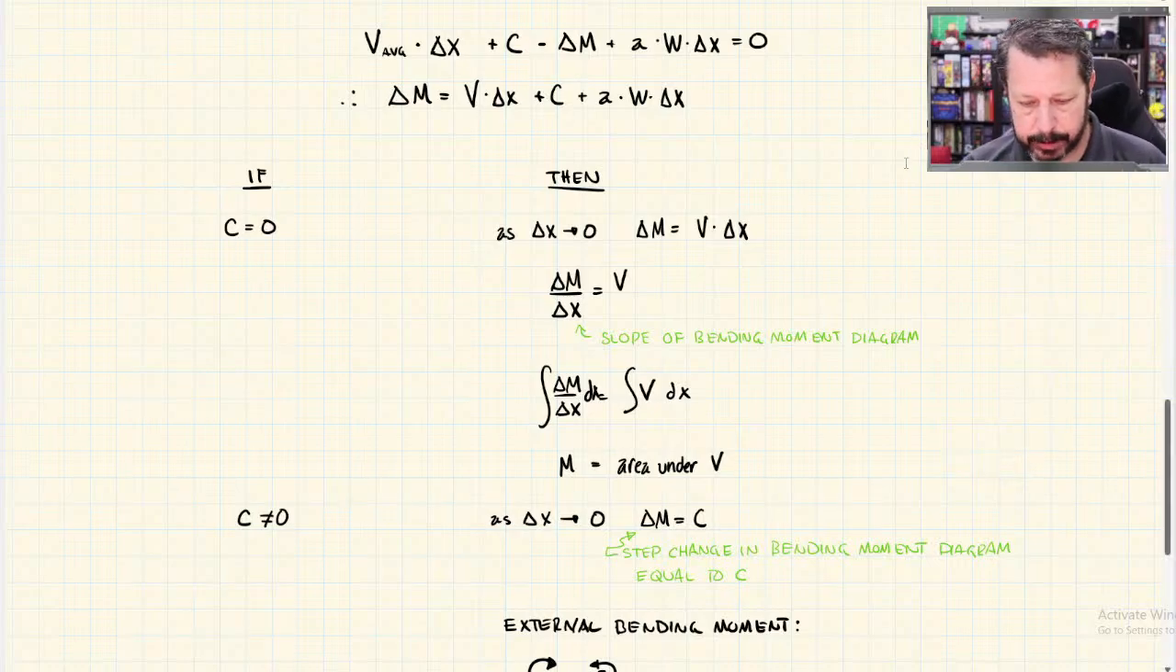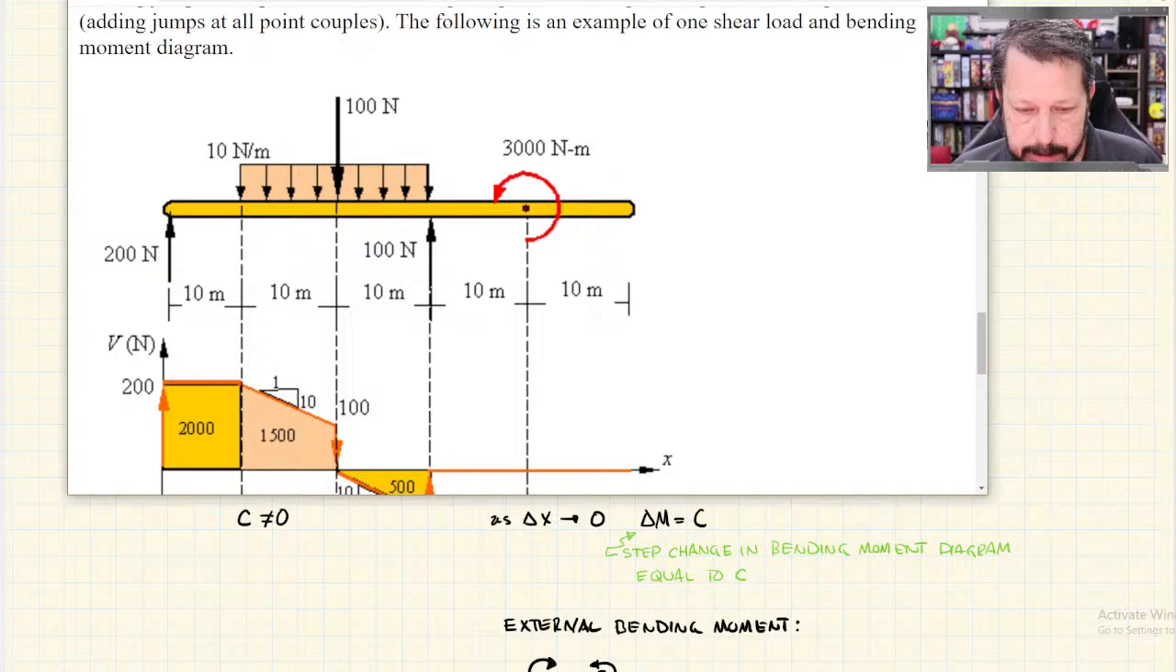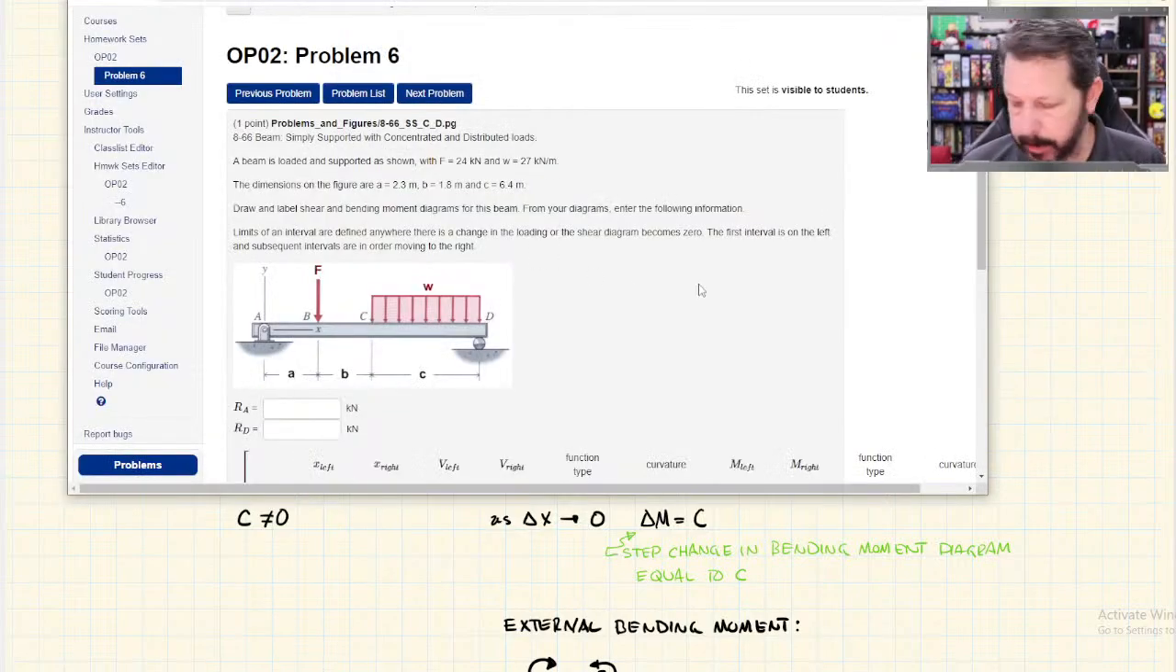All right, let's find one that we can work on. Let's see. That one's relatively simple, but we can do that one.